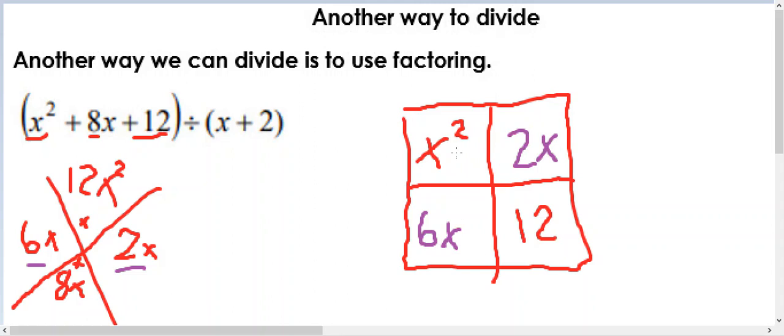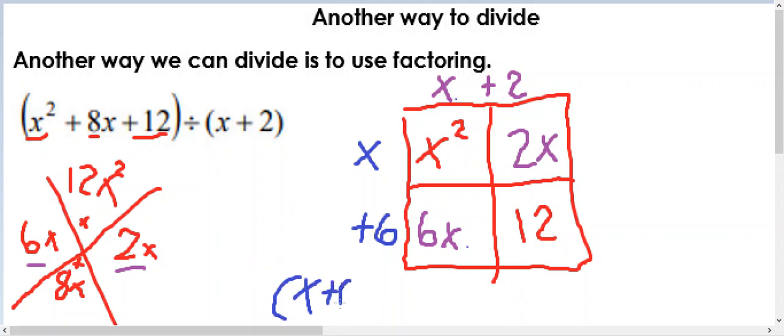And the reason, remember, we can do this is because if I added all this up, this will get me back to this original polynomial. All right, so now I have this thing here. This is being divided by x plus 2. So what I'm going to do is write that x plus 2 right here in my box. So then I say what times x will give me x squared? Well, that would be x. What times 2 will give me 2x? That's x. That works. Alright, so now what times x will give me 6x? Well, that would have to be positive 6. And what times 2 gives me 12? Well, that's 6. So my answer here for this problem is x plus 6.